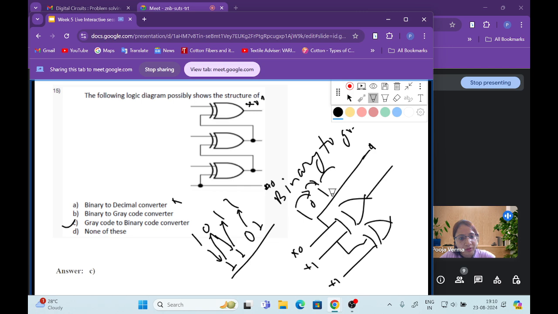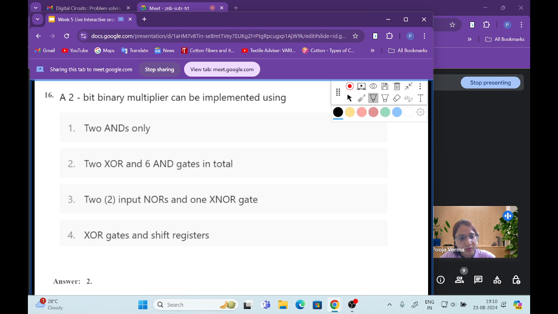Because in binary to gray we are XORing the inputs, and in gray code to binary it is XORing the input and the output of the first bit. Okay, so it is a gray code to binary code conversion. This is the structure of gray to binary code conversion. Option C is the correct answer. I hope you have got this.